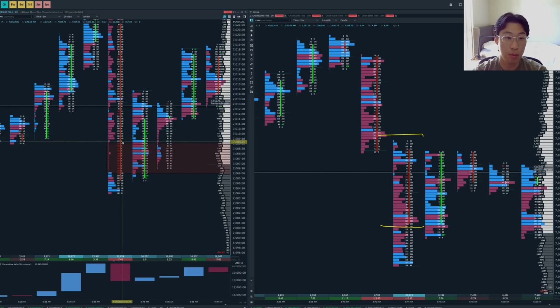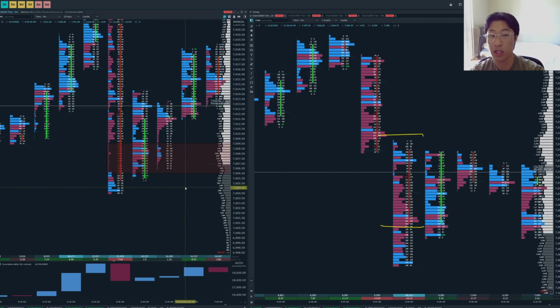reversal. And at the same time, when imbalances are formed, these usually act as an area of supply, but it was not respected, right? We closed above the imbalances, and then on the next candle here, we showed no participation at these levels. Price did not want to remain down here anymore.